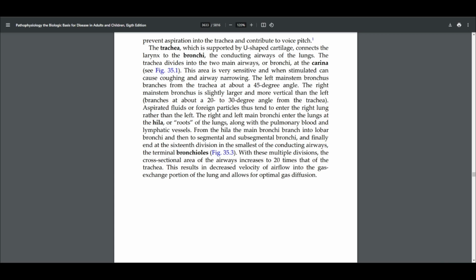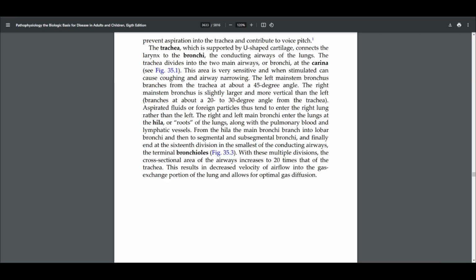Aspirated fluids, or foreign particles, tend to enter the right lung rather than the left. The right and left main bronchi enter the lungs at the hila, or root of the lungs, along with the pulmonary blood and lymphatic vessels. From the hila, the main bronchi branch into lobar bronchi, and then to segmental and subsegmental bronchi, and finally end at the 16th division in the smallest of the conducting airways, the terminal bronchioles.